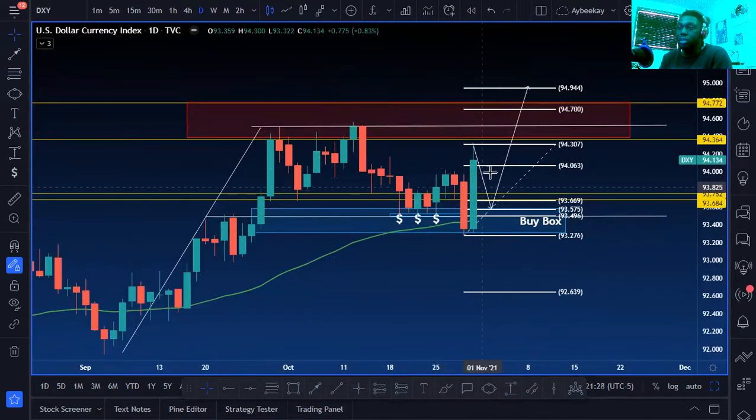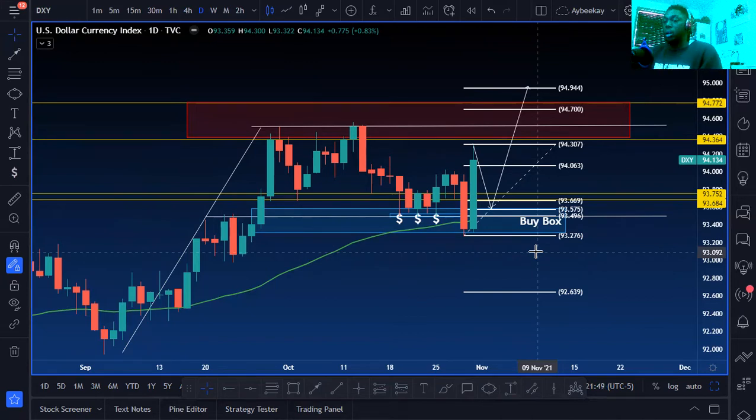I'm not looking for any sells on the DXY, meaning USD/XXX pairs. I'm looking for buys there, and XXX/USD pairs is what I'm going to be looking at for the sells. So the likes of EU, GU, all that stuff. Looking for sells on those.